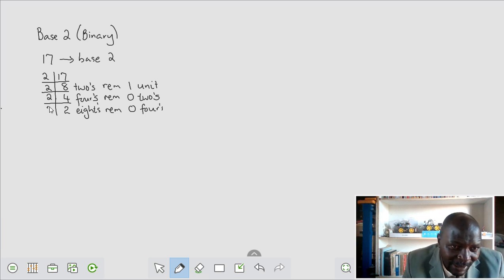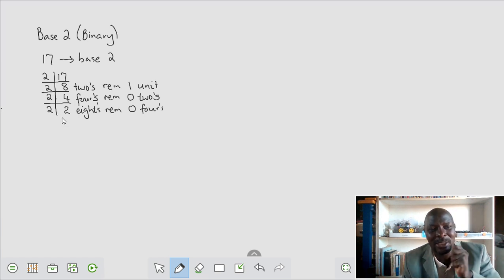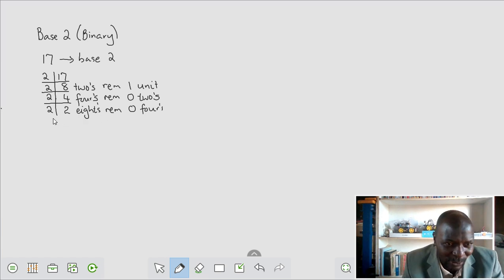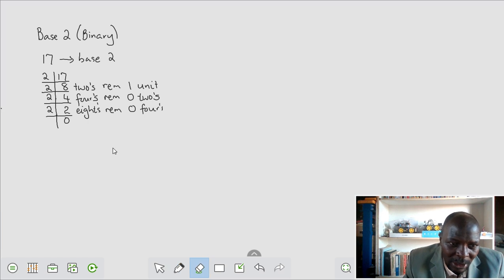Now, can we find further sets of 2? We kept looking for sets of 10. This time the base is 2. So we are finding sets of 2 repeatedly until we can't find anything anymore. I'm jumping the gun now. We still have a set there, because 2 into 2 is 1. So that there is 2 times 2 times 2 times 2.